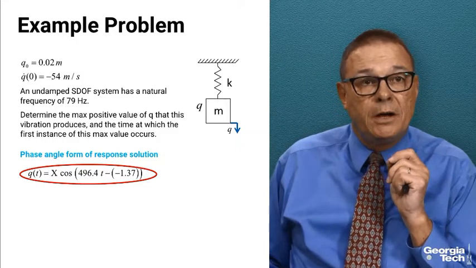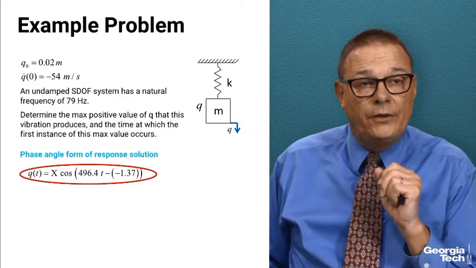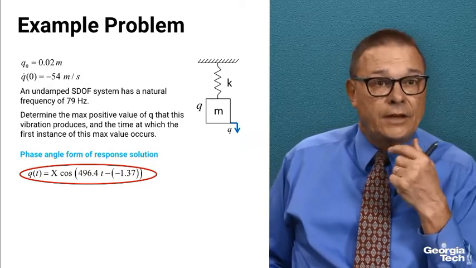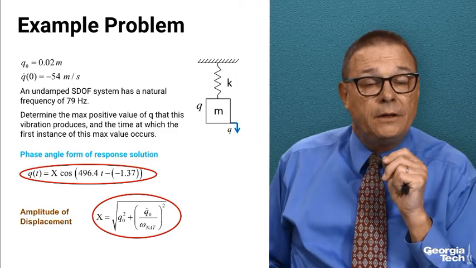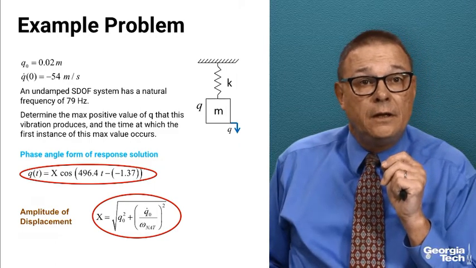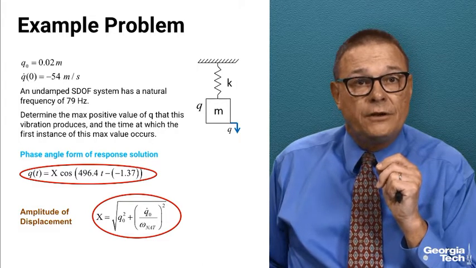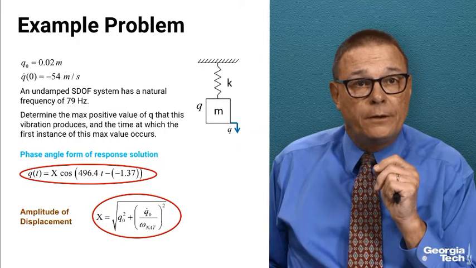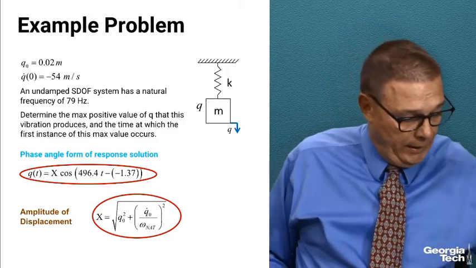There's our response solution. I've put the numbers in. The only thing we're missing now is the amplitude of displacement, and that's capital X. And we have defined capital X and found it to be the square root of the initial displacement squared plus the initial velocity divided by the natural frequency squared, and the square root of all that. Okay, so let's go ahead and calculate that.